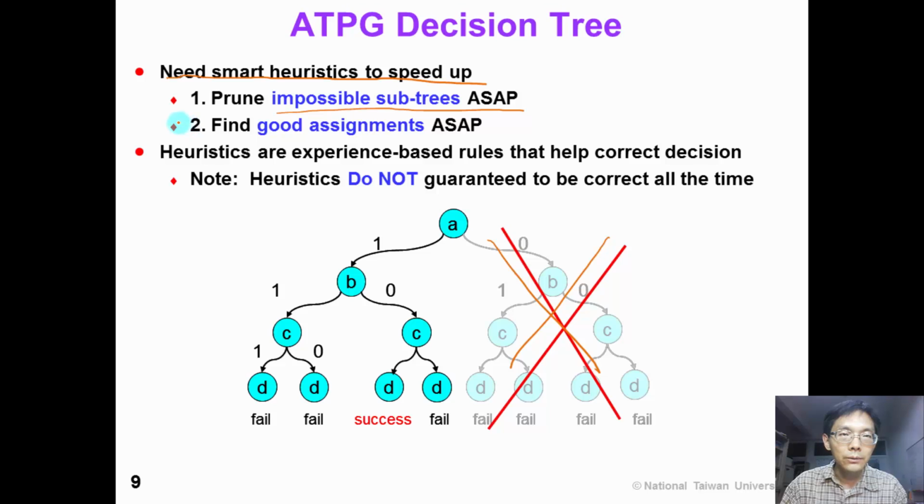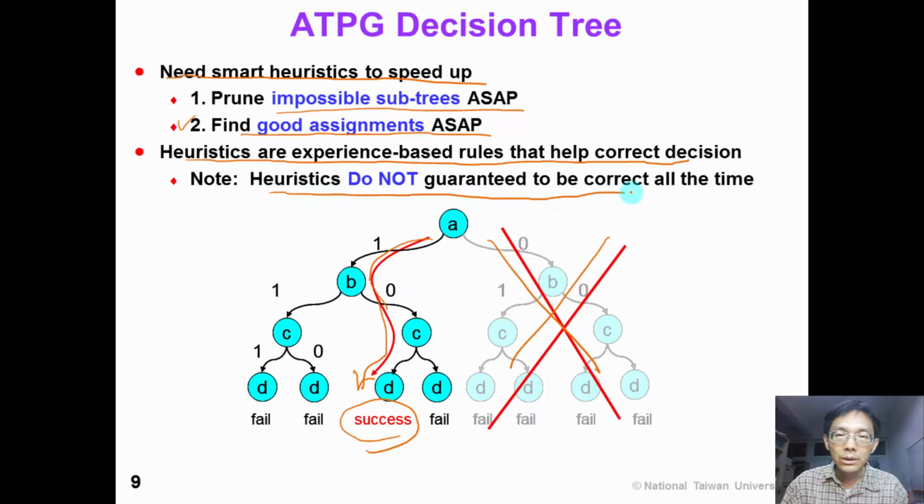The second kind of heuristic helps us to find a good assignment as soon as possible. For example, if we can know that b equal to 0 is a good assignment, then we can reach a successful solution earlier. Please note that heuristics are experience-based rules that help us to make correct decisions. However, heuristics do not guarantee to be correct all the time.